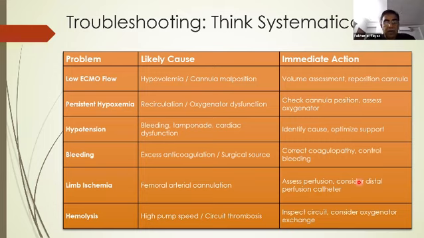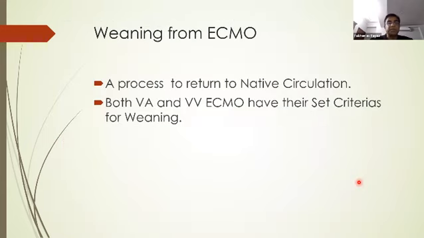It's peripheral VA ECMO. So that's the thing, which can be solved by putting in a distal perfusion catheter. And then if there is hemolysis, then we need to see whether we are having a very high pump speed to achieve our desired cardiac output, because on the machine we actually set the pump speed, and with the help of that pump speed, the flow increases. Or the circuit may be having thrombosis, and then inspect the circuit, consider oxygenator exchange.